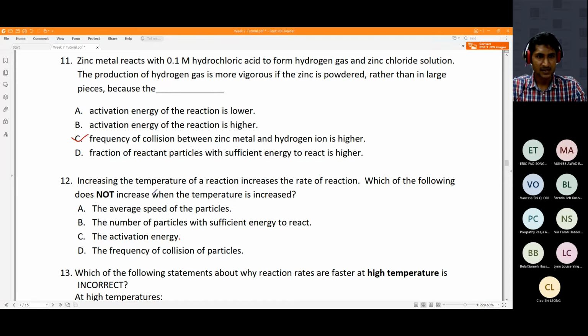Question number 12 says increasing the temperature of a reaction increases the rate of reaction. Which of the following does not increase when the temperature is increased? If the temperature is increased, why would some of them not increase, right? The average speed of the particles.